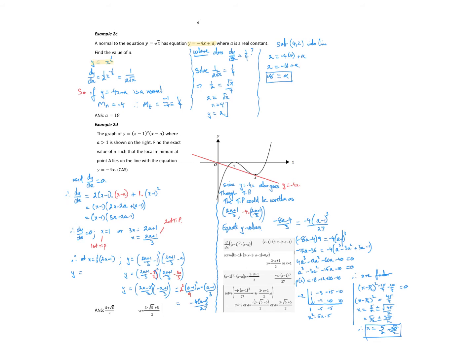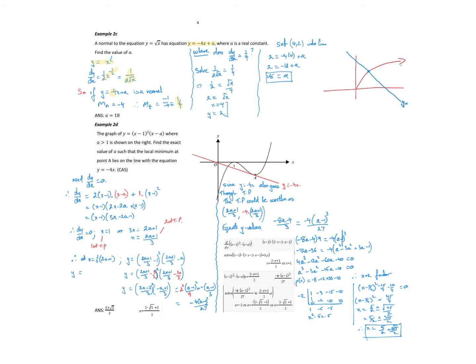dy dx is equal to half x to the minus a half, which is 1 over 2 root x. So the gradient of my normal is -4, so the gradient of my tangent is 1/4. I'm trying to find the point that we're interested in here. Let's visualize what it is we're trying to work out. I've got the square root of x, and I've got an equation -4x plus a. So that might look something like that. That's the normal line.